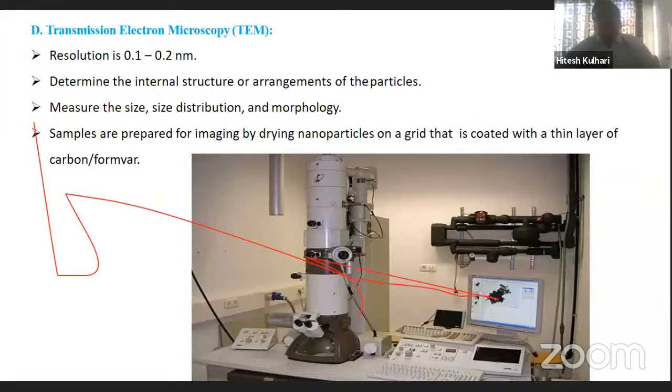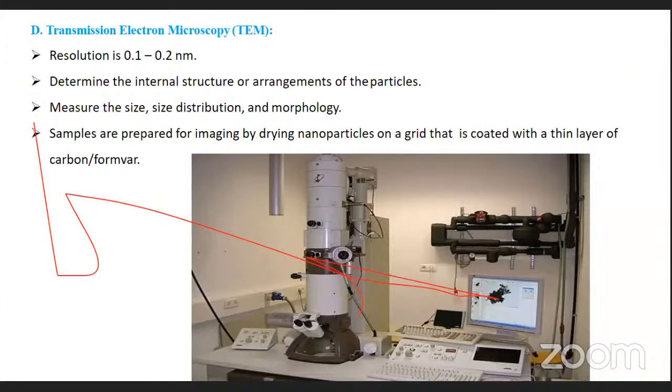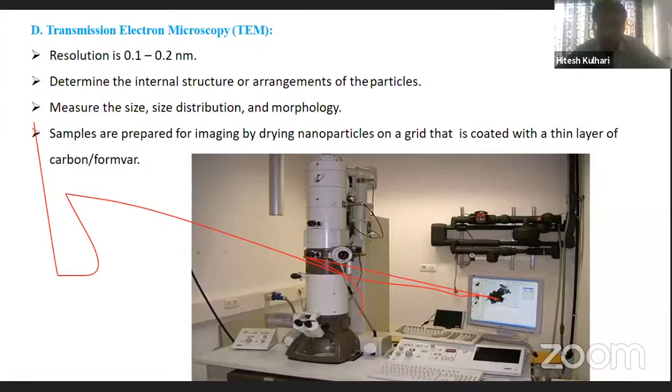Okay, next is the transmission electron microscope. As with SEM, the scanning electron microscope, in the transmission electron microscope we can also determine the size of the particle as well as the morphology of the particles. So the only difference is the resolution. It is a high resolution instrument, and it is based on the transmission of light through the nanoparticles.